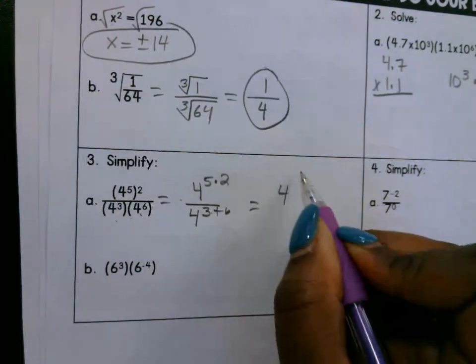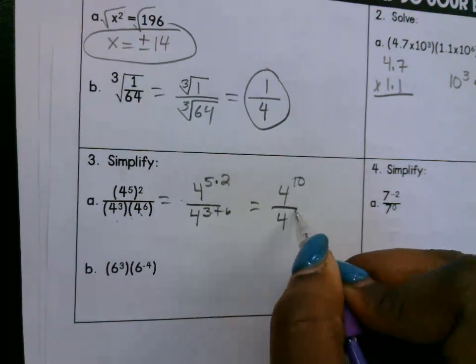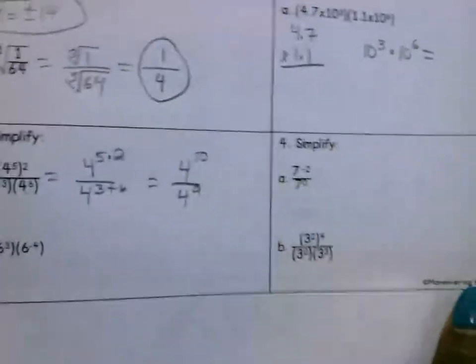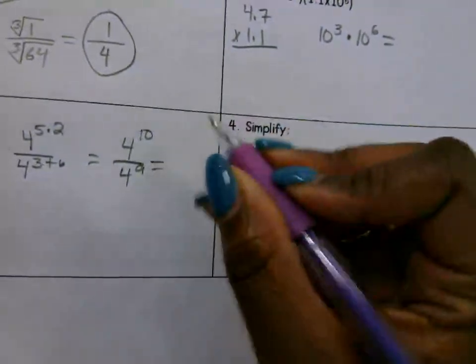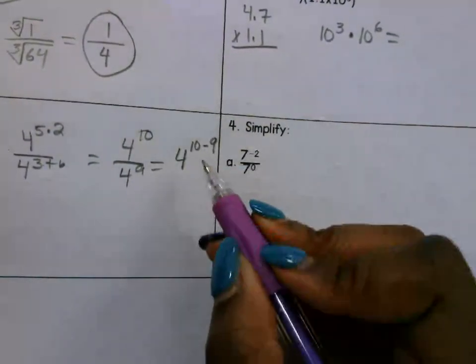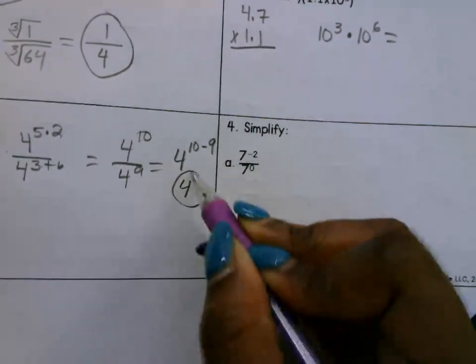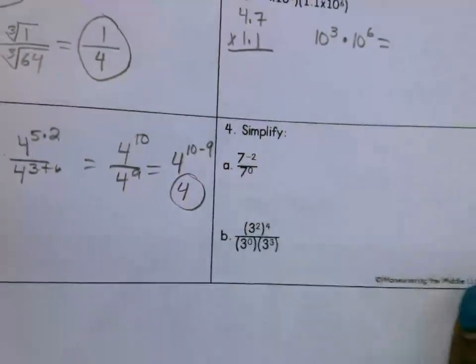On the top, you get 4 to what power? 10. On the bottom, you get 4 to what power? 9. Now you're dividing, so you're going to subtract the exponents. Top exponent minus bottom exponent. That's going to be 4 to what power? 1, or just 4 as my answer. 4 to the first power is 4.